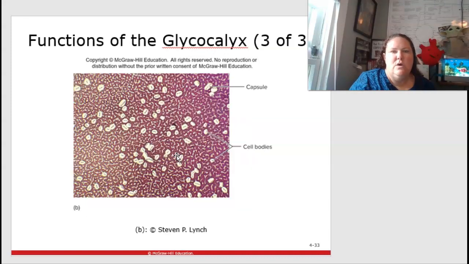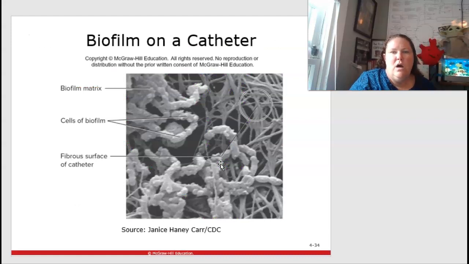Okay. So what about functions? Well, this is another picture of capsule versus the cell bodies. So biofilm, like I said, I used the teeth example, but we can also have biofilm on a catheter. And so this would not necessarily be the best thing, right? So this would be the biofilm matrix, the cells of the biofilm, and then the surface of the catheter in which they would attach and grow.